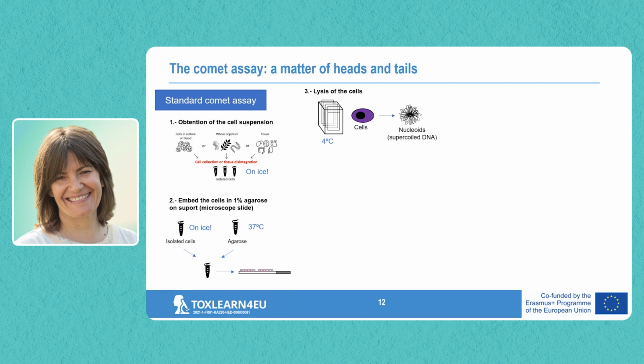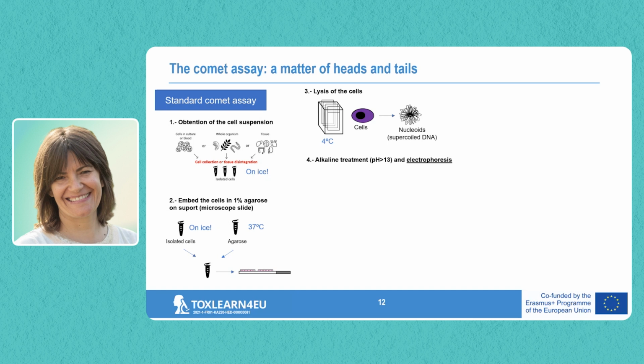It's something like that. You have this, which is like the nucleus, and then we have the DNA in loops all around. Okay, this is the nucleoid. So we have the nucleoid. So now, instead of having the cells, we have the nucleoids.